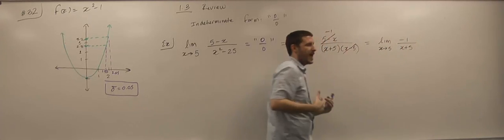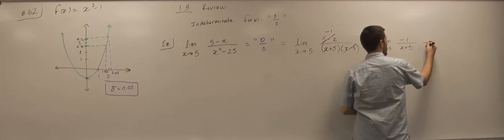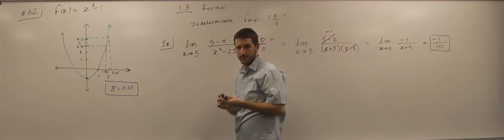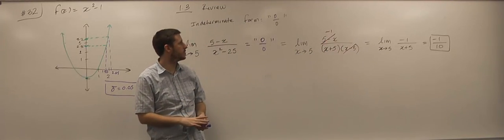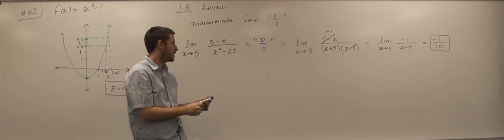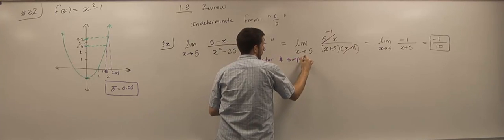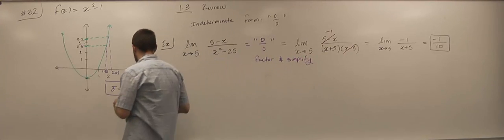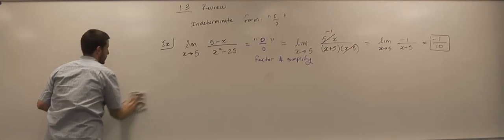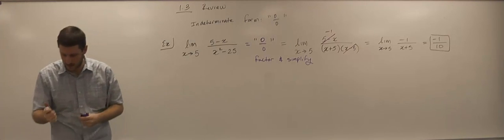So this will become the limit as x goes to 5 of negative 1 over x plus 5. Now I don't have 0 over 0. I don't have a problem. If you plug in 5, you get negative 1 over 10. Done. So this is one technique we learned to help deal with this 0 over 0 case. This is the factor and simplify situation. Questions about that one or not? All right. So let me make it a little higher.